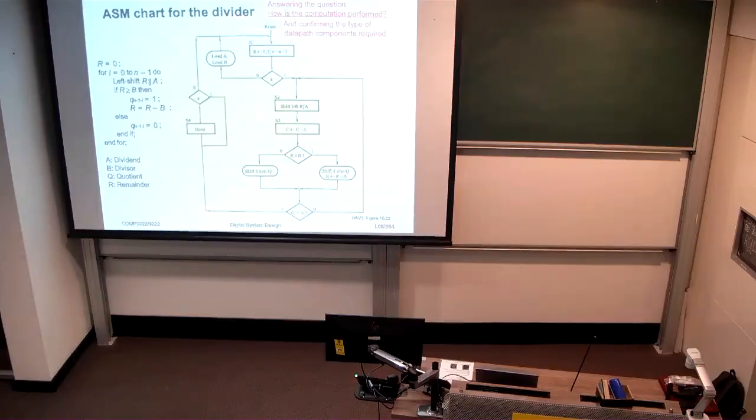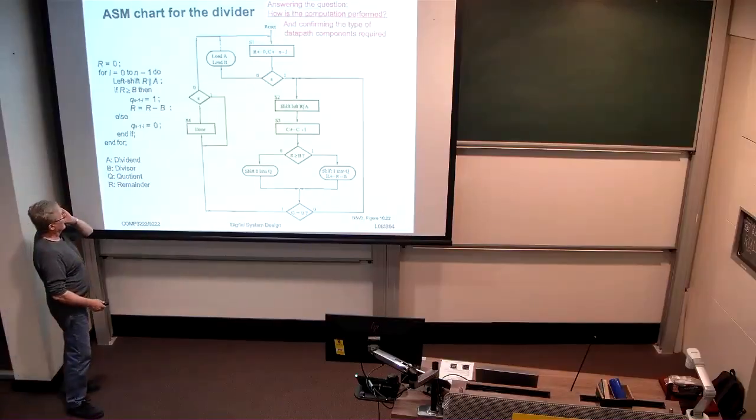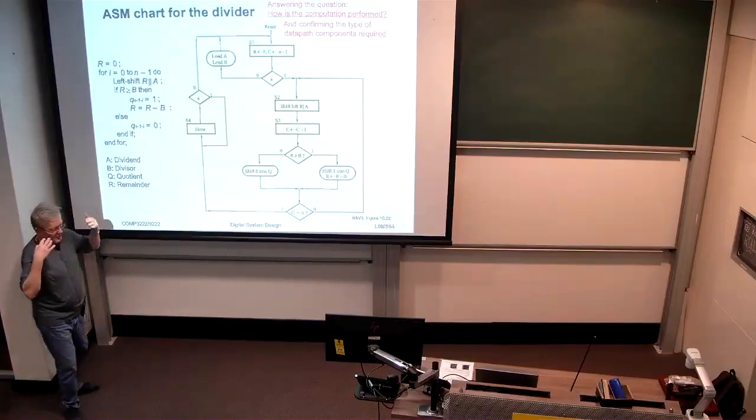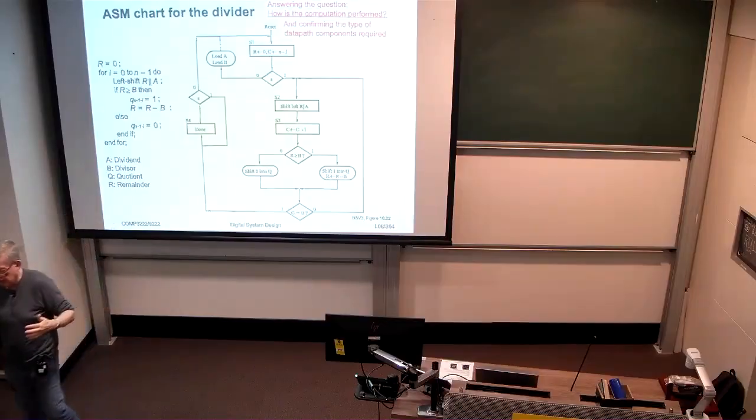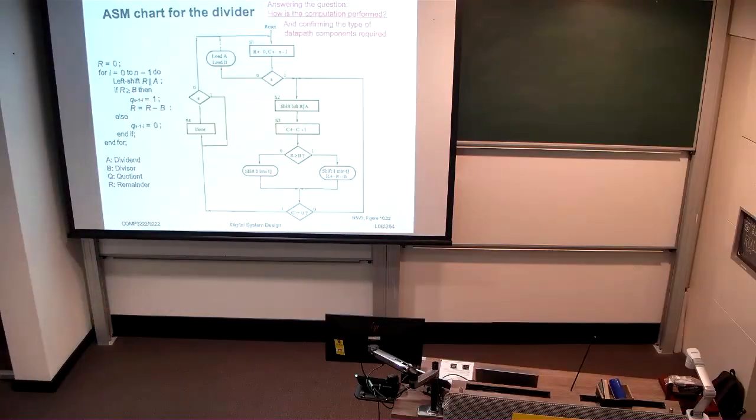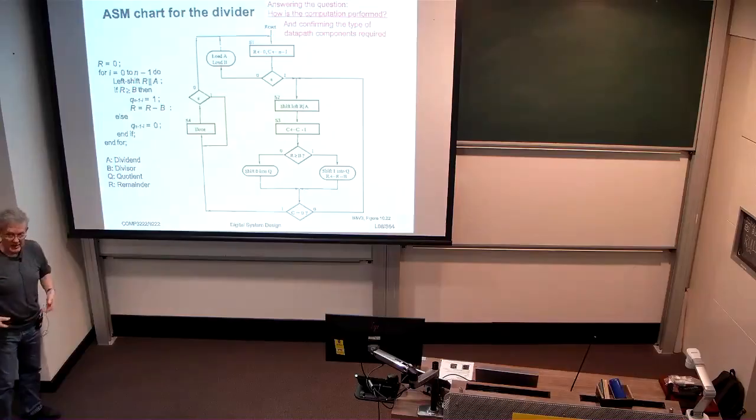Okay. In that case, let's have a look at how we're going to control this, bearing in mind that there's a few things that we know we need. We need these shift registers for A and R. We'll need some sort of counter in order to be able to know that we've counted down the right number of bits.